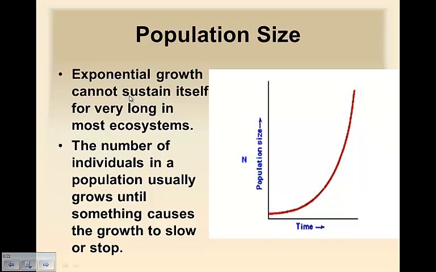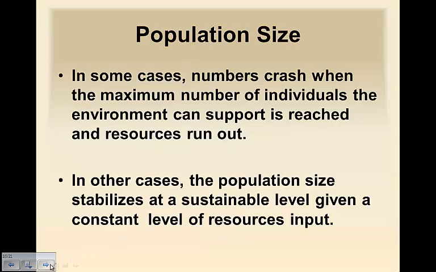Now, it says here that it cannot sustain itself for very long. That's just the reality of being in an ecosystem. Something is going to limit it. Food, resources, mates, water, something is going to limit it. It can't just go on forever. So the number of individuals in a population usually grows until something causes that growth to stop, some limiting factor.